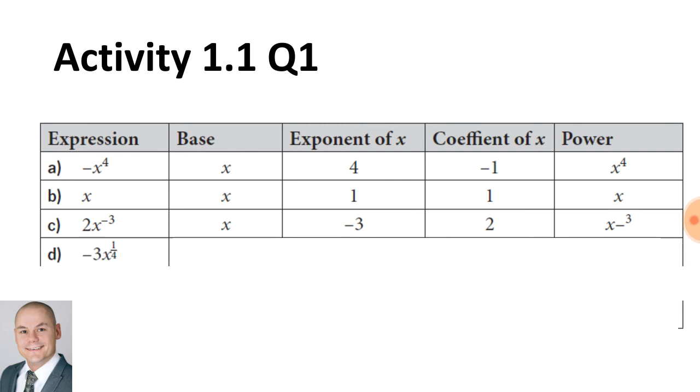Here we have an expression minus 3x to the quarter. The base is x. The exponent is a quarter. The coefficient is minus 3. And the power is x to the exponent of a quarter.